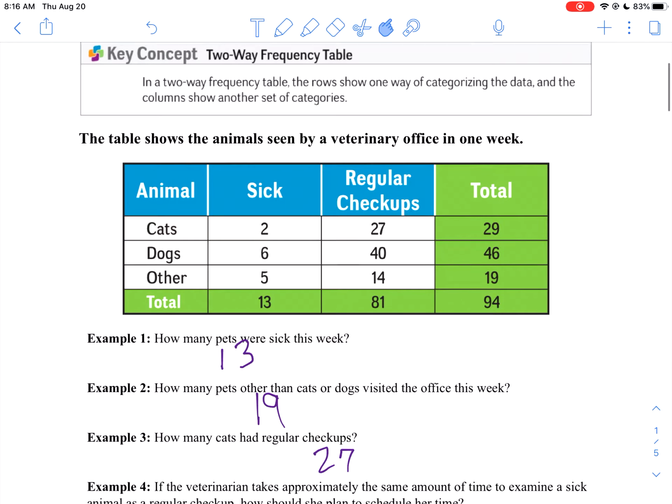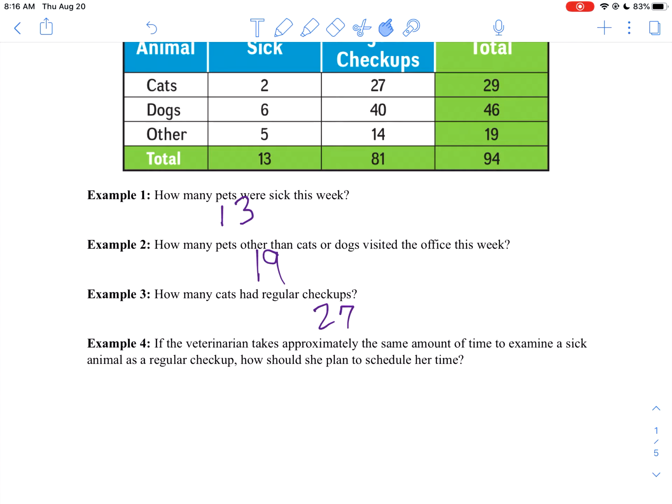And example 4 says, if the veterinarian takes approximately the same amount of time to examine a sick animal as a regular checkup, how should she plan to schedule her time? Well, to schedule her time, we're going to look at the total. So if we take a look at the total, she has 13 sick animals and 81 checkups.